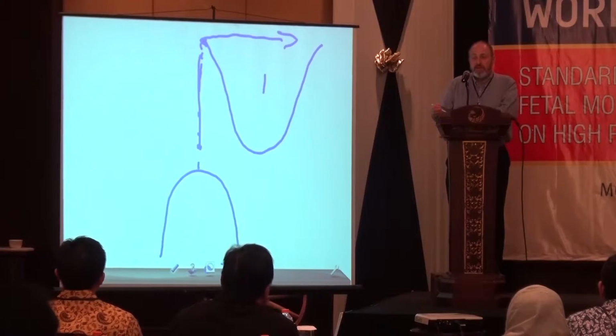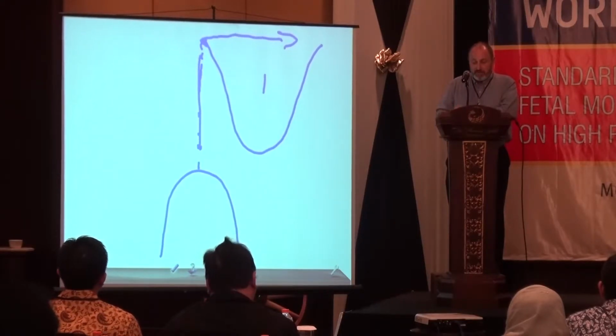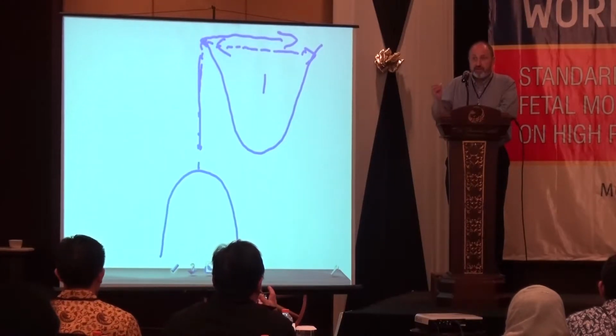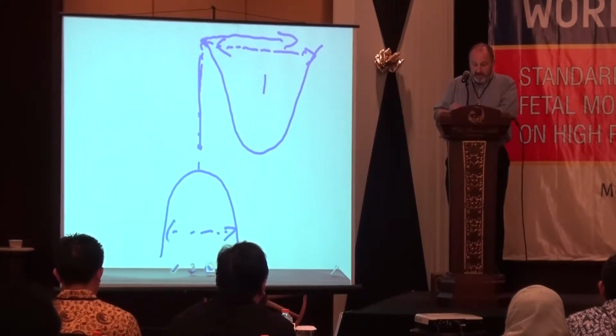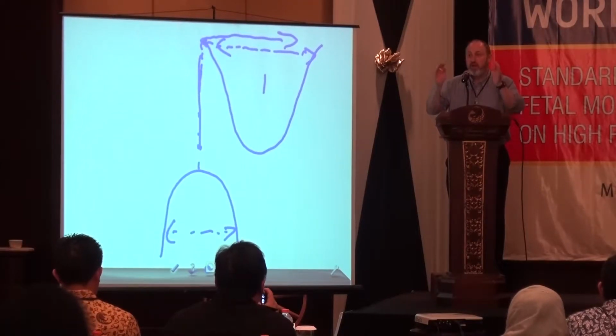And usually with a late deceleration, the length of the deceleration is proportional to the length of the contraction. It doesn't necessarily match it identically, but there's usually a very strong correlation between how long the contraction is and the length of the deceleration.